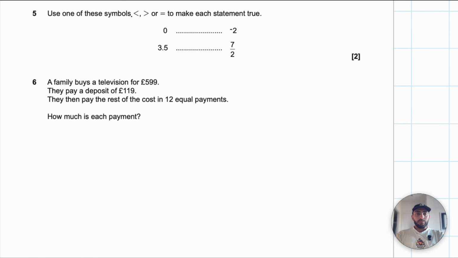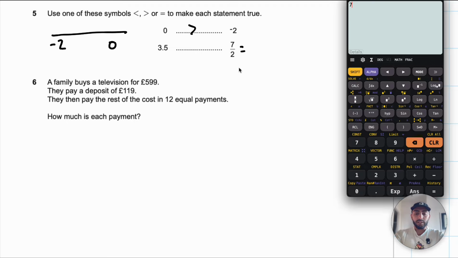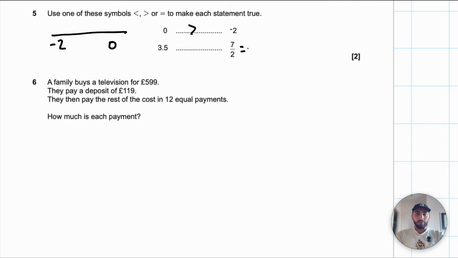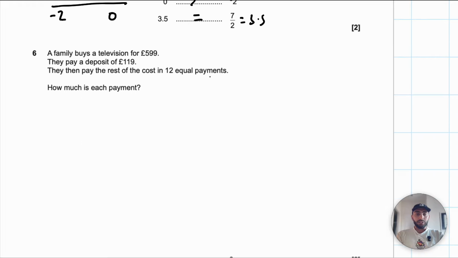Question 5. Use one of these symbols, smaller than, greater than, or equals to make each statement true. So which of these is bigger? -2 would be over here, and 0 would be here on my number line. So 0 is further towards the right, so it's larger. Then I've got 3.5 and 7 over 2. Let's convert this into a decimal. So I've got 7 divided by 2, which is 3.5. 3.5 is the same as 3.5, so they're equal to each other.